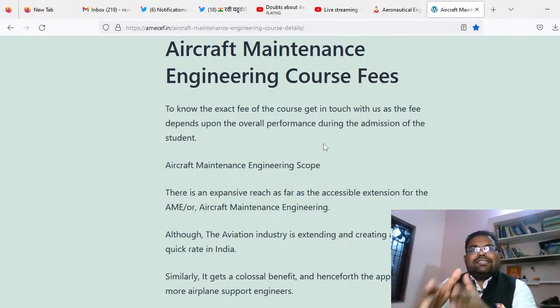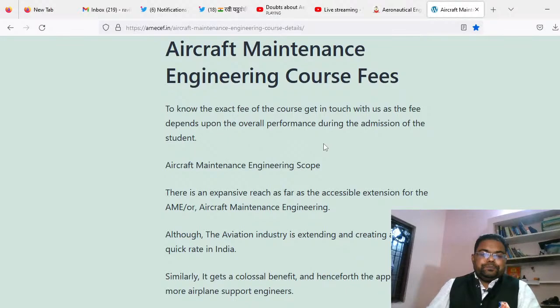Actually, this is a license course, approved by the Director General of Civil Aviation, DGCA. DGCA usually conducts examinations for this course, every 6 months. Once you clear some papers, you will become a certified aircraft maintenance engineer from DGCA.